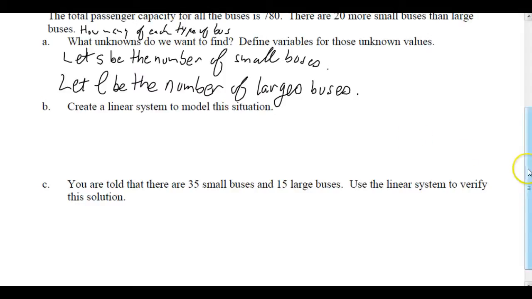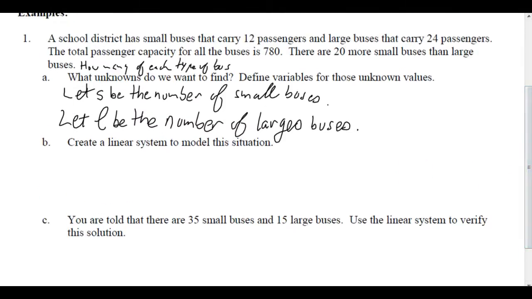Create a linear system to model the situation. So linear system. What have we got? It has small buses that carry 12 passengers. So 12 times the number of small buses. This will be the number of passengers that fit on a small bus. Plus 24 times the number of large buses is equal to 780.